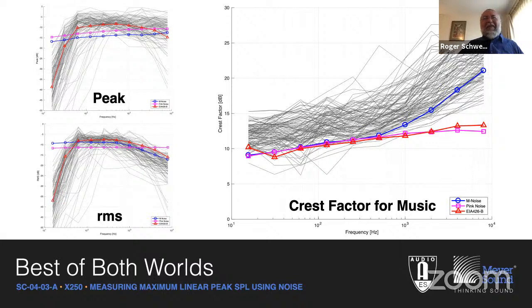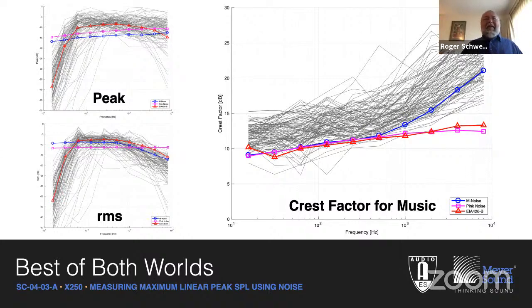And so on the right, you'll see these black lines represent the crest factor of entire songs from a very wide variety of genres and decades. And in the paper, you'll see a long list of different styles and types of music. And for every single one, without exception, the crest factor rises with frequency. And so the blue line there, that is M noise. That's how the crest factor changes with frequency. And that is what's different about it from test signals that have existed in the past.